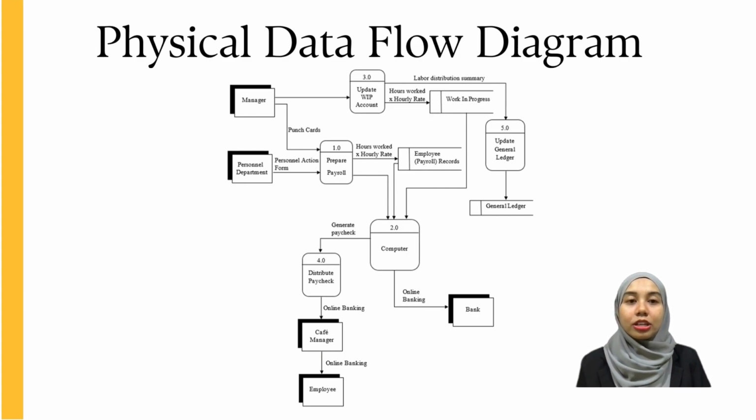The manager will record the punch cards to prepare payroll: hours worked, time, and hourly rate. All payroll records are saved in the computer. Then the manager updates work in progress in the computer. After that, the computer will generate paychecks to the manager and employees through online banking. Lastly, the owner will update the general ledger.